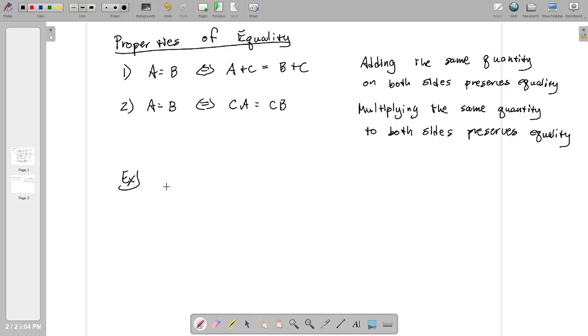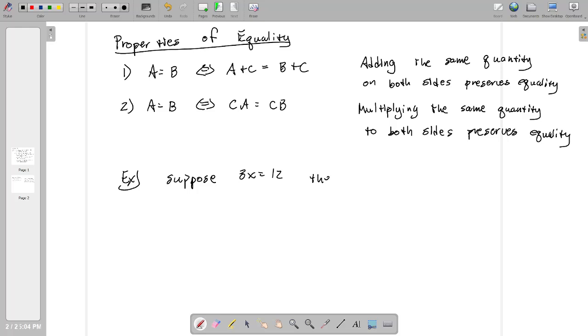Let's do an example. Suppose 3x equals 12, then A, 3x plus 5 equals 12 plus 5. This is the preservation of equality under addition. And 2 times 3x is equal to 2 times 12. This is preservation under multiplication.